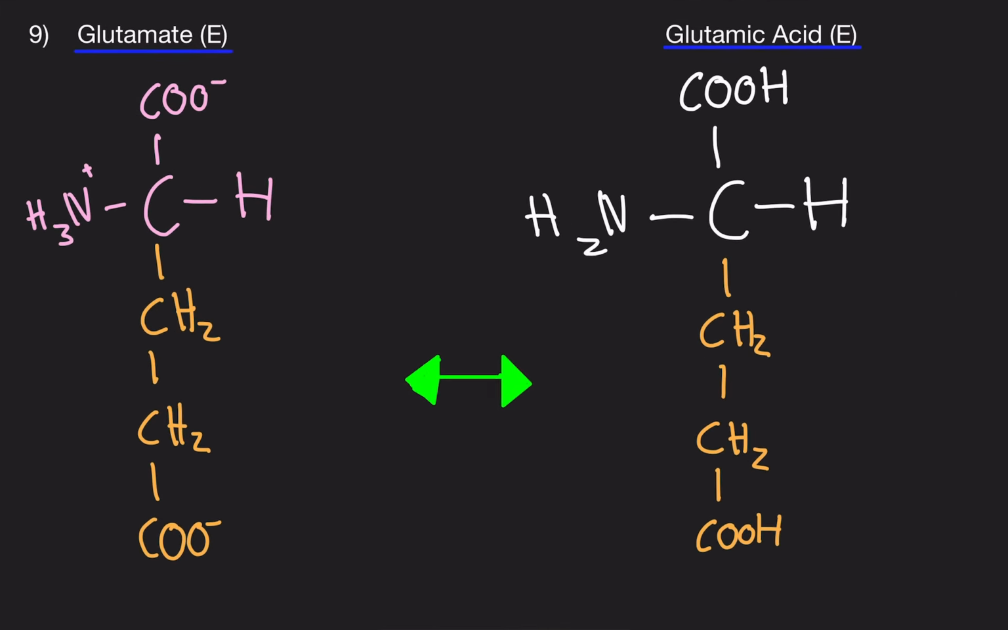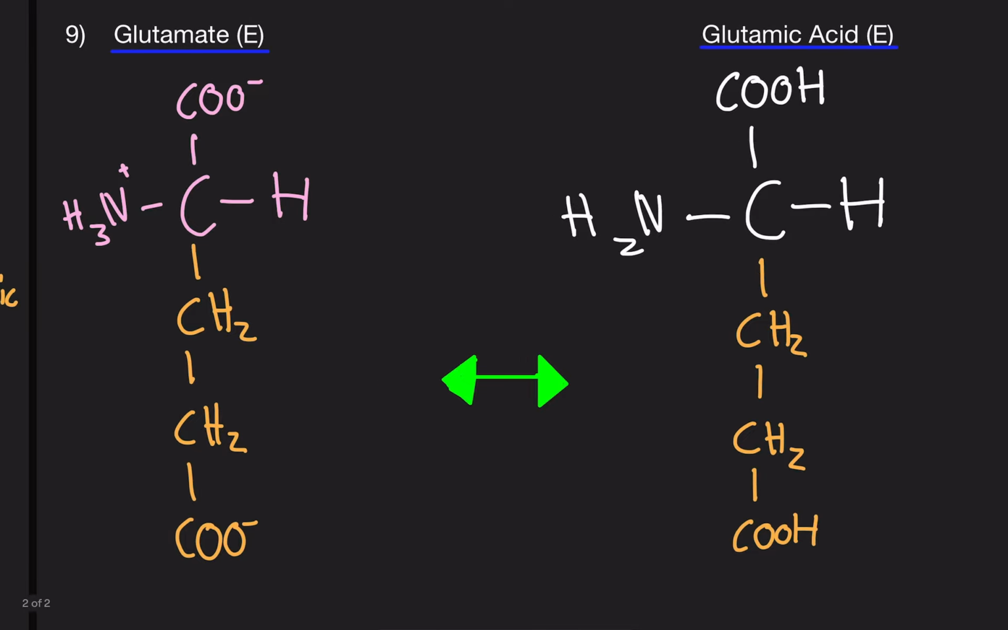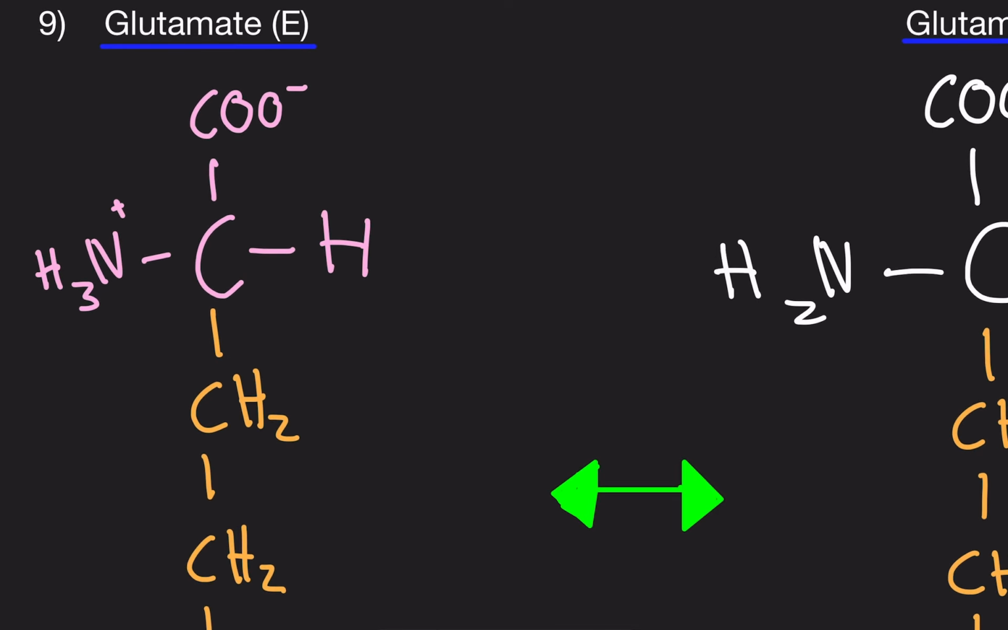Next is glutamate, abbreviated with an E. It has two forms, glutamate and glutamic acid. Glutamate is exactly the same. It's normal, nothing wrong with it. We got our alpha carbon like usual. We got our hydrogen. We got our carboxyl group and our amino group. Everything's the same.